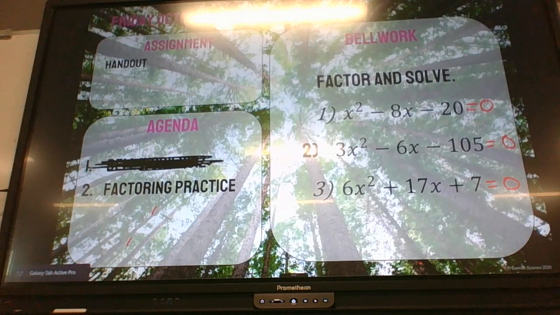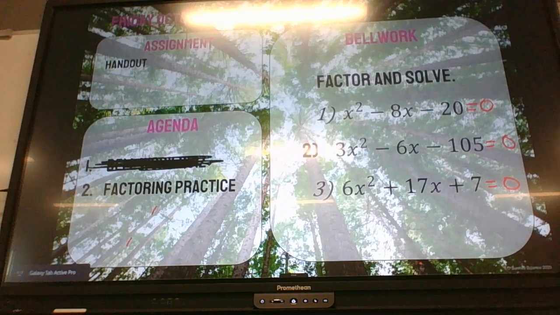So when I look at number 1, the direction says factor and solve. There's a little trick to this. What we want to do is think about intercept form, or factored form. I like to have a good understanding of what A, B, and C are. A is 1, B is -8, and C is -20. There's a set of conditions that help you figure out what numbers work in this problem. You need to find numbers that will multiply to the C value, in this case -20, and add to the B value, in this case -8.